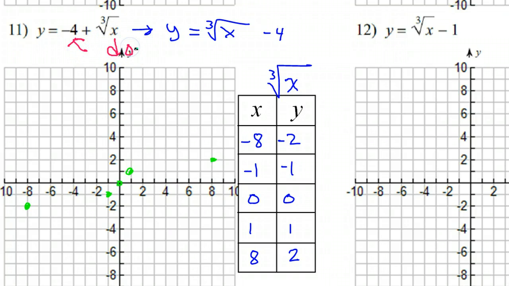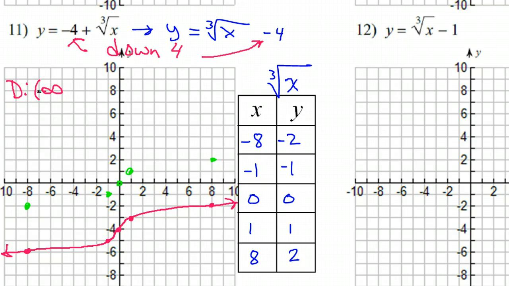This is down 4. So we will take each one of these points and move them down 4. And draw the curve. So that is what number 11 should look like. Of course, the domain and range are both negative infinity to positive infinity.